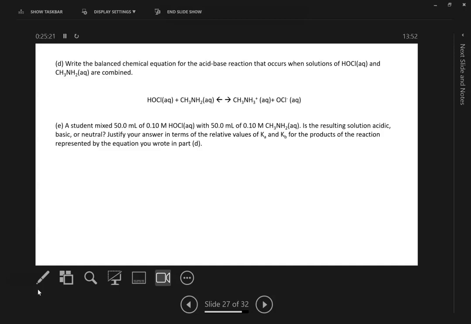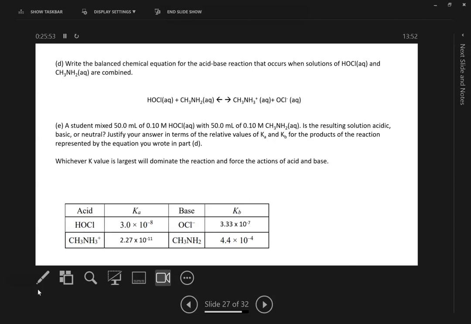A student mixed 50 milliliters of 0.1 molar HOCl with 50 milliliters of 0.1 molar methylamine. Is the resulting solution acidic, basic, or neutral? Now we're going to really justify our answer in part D. So let's go through this. Won't take long. Whichever K value is the largest, that's going to dominate. That's going to tell us which of these things is acting as an acid and which of these things is acting as a base.